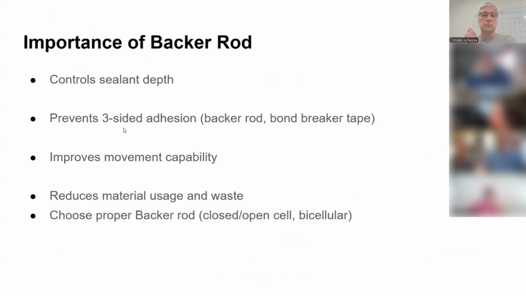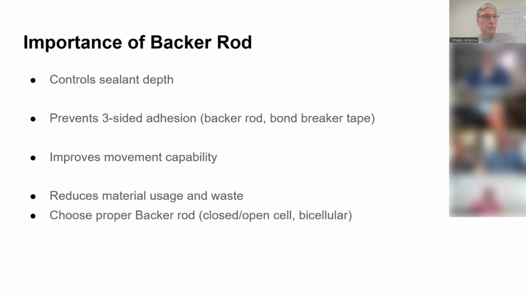Okay, importance of Baccarat, again, we'll go over. Controls sealant depth, prevents three-sided adhesion. Three-sided adhesion is basically just like it sounds, where the sealant adheres on three sides. And when you have that, you put a lot of strain not only on your bond lines, but cohesively.